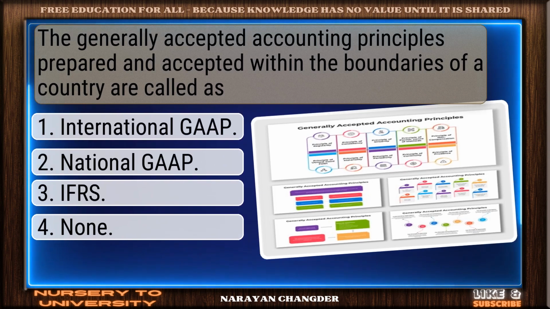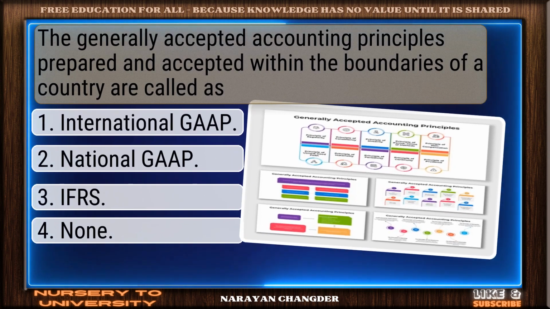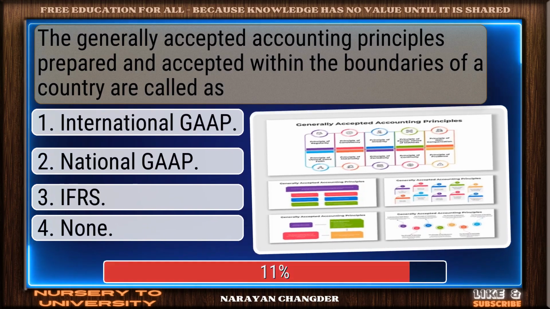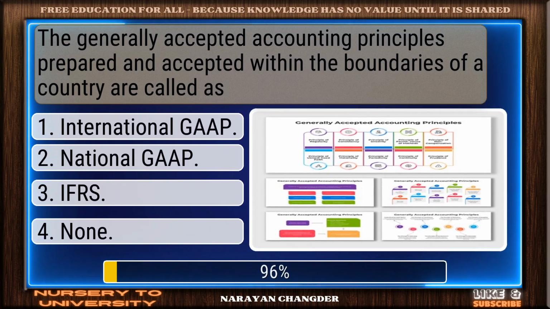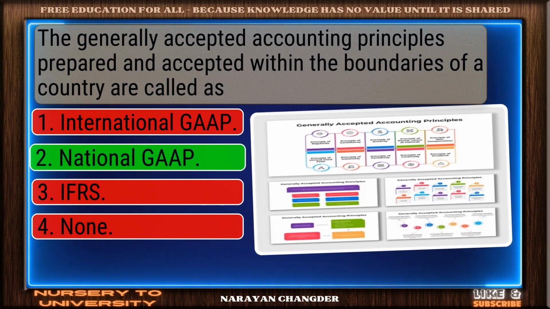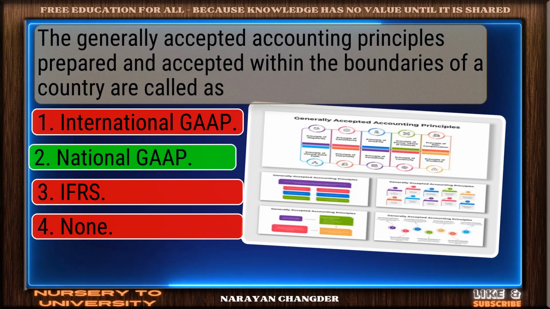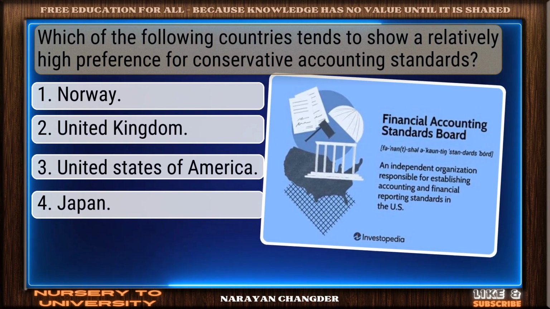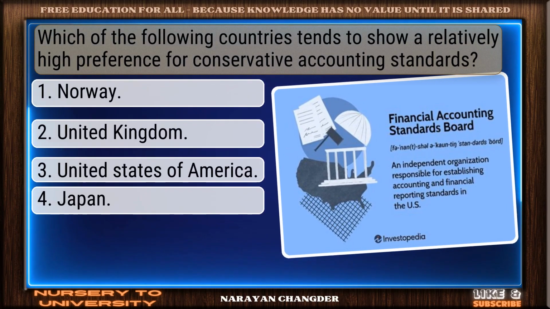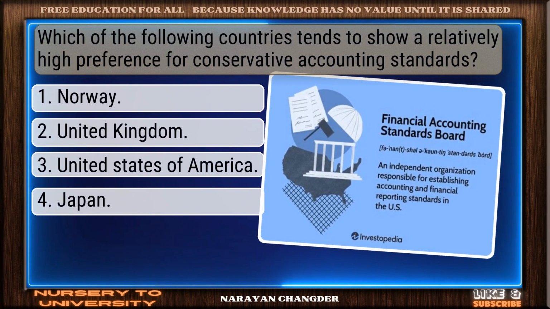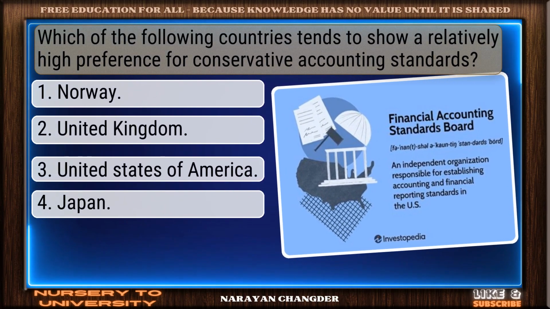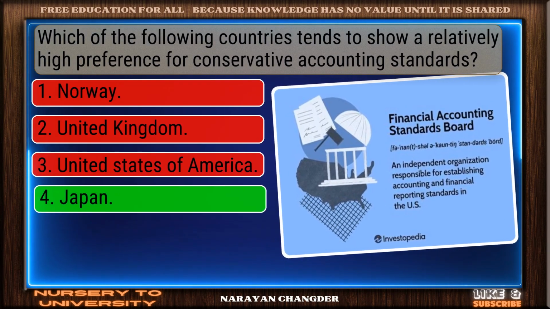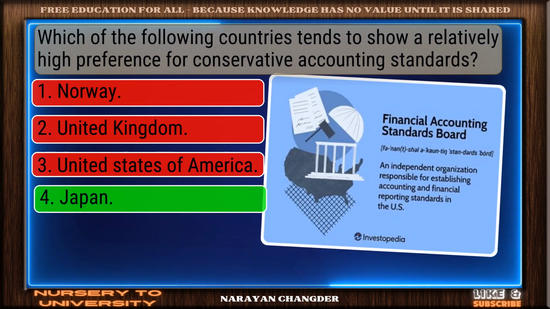The generally accepted accounting principles prepared and accepted within the boundaries of a country are called as. Perfect. National GAAP is the correct choice. Which of the following countries tends to show a relatively high preference for conservative accounting standards? You chose Japan, and it is correct.